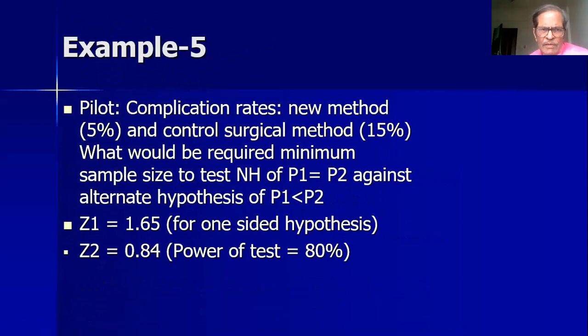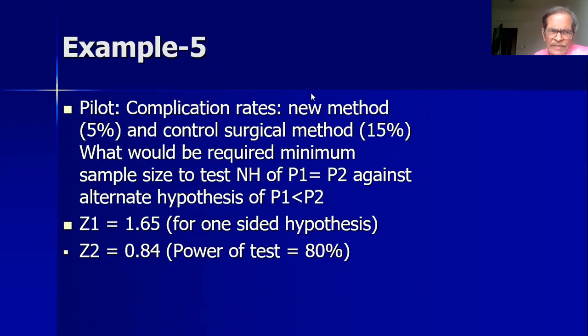So this is an example. Complication rate of a new method is 5%, and for a controlled surgical method, it is 15%. So this is not a clinical trial, but this is an experimental study because no drug is there. We are comparing the two intervention methods, which are the surgery done for a given condition, with the criteria for inclusion and exclusion of the patients decided and mentioned in the material and methods. So the complication rate is 5% for the new method, and for the established control method, it is 15%.